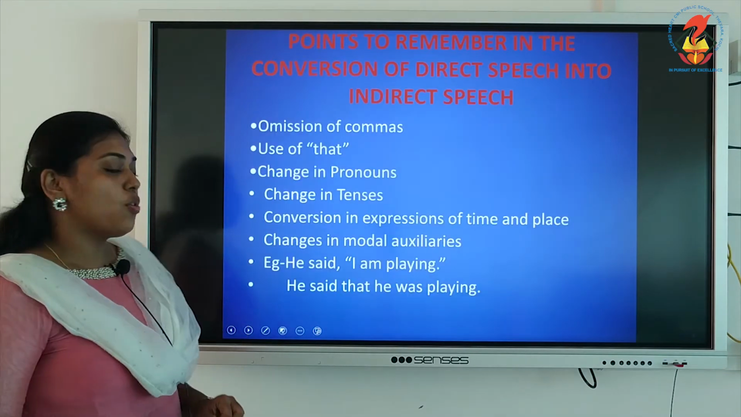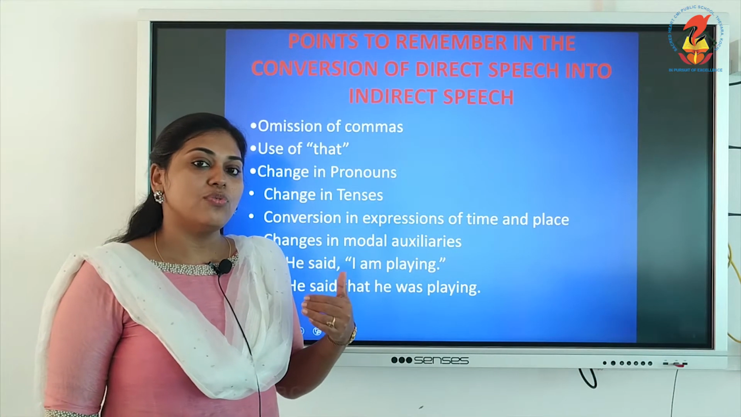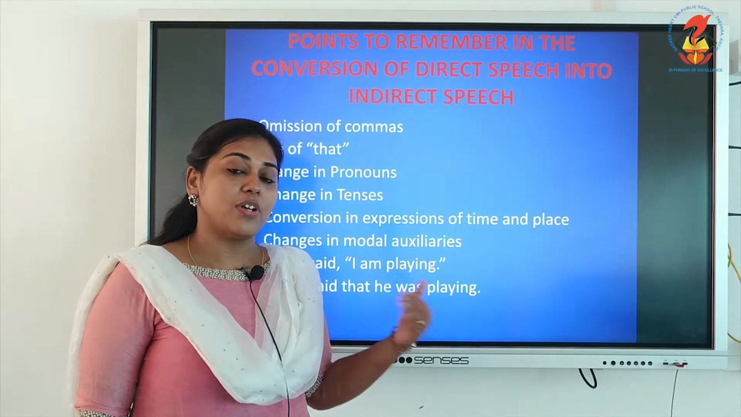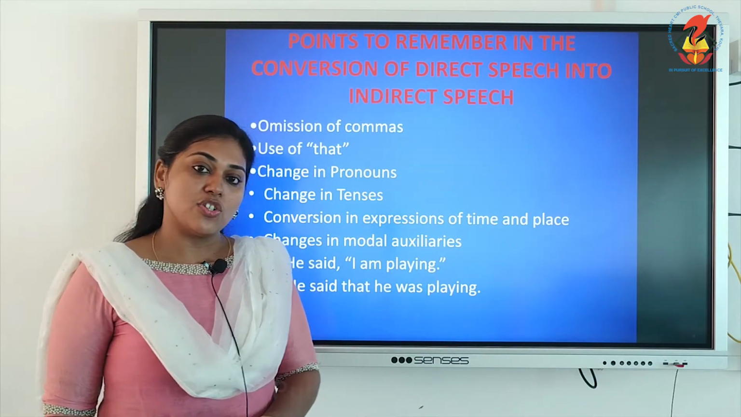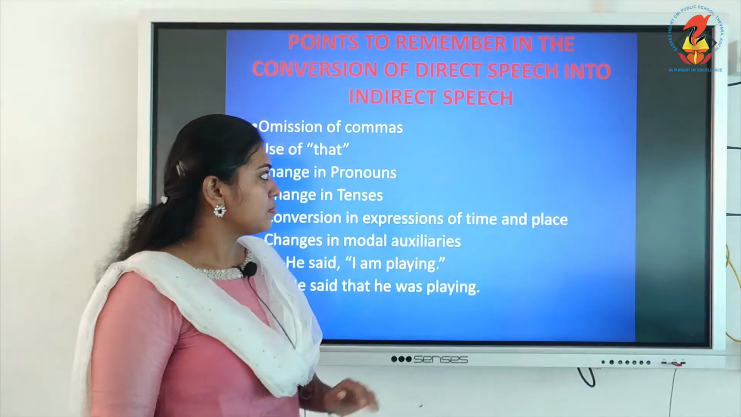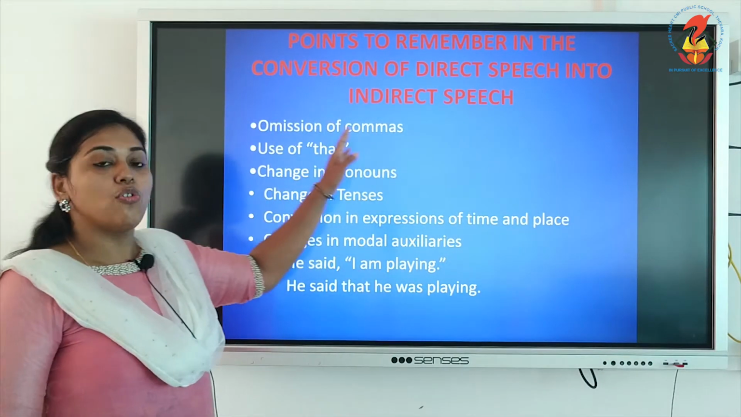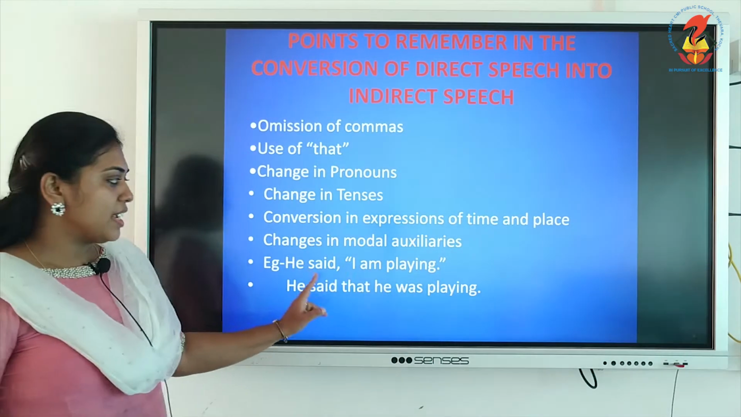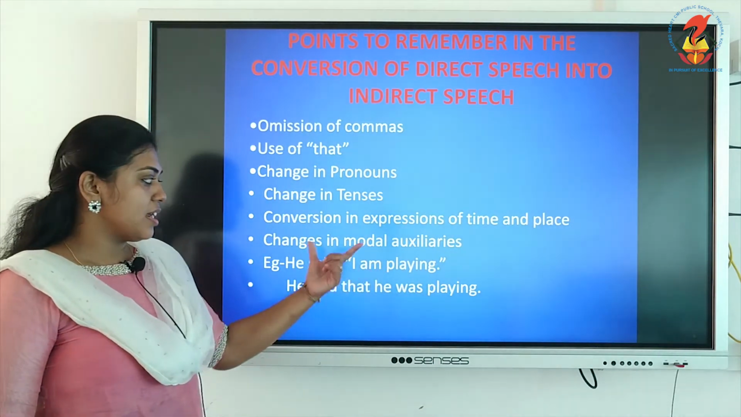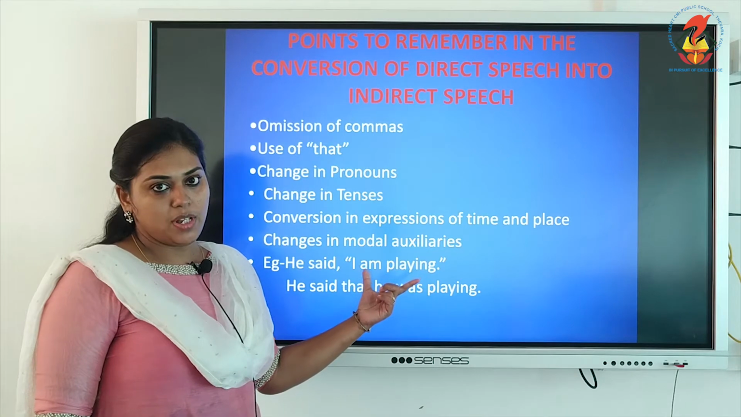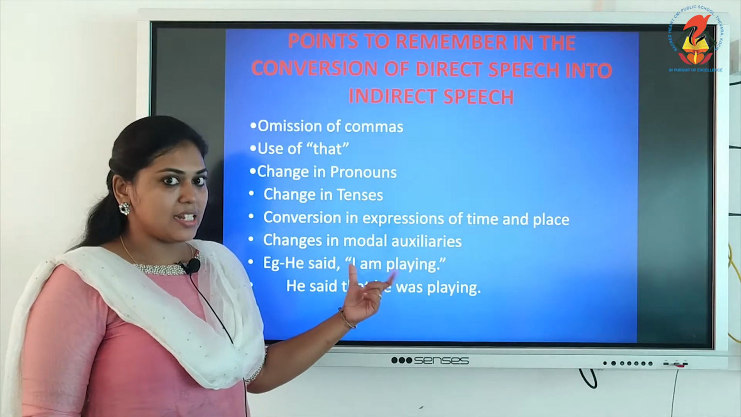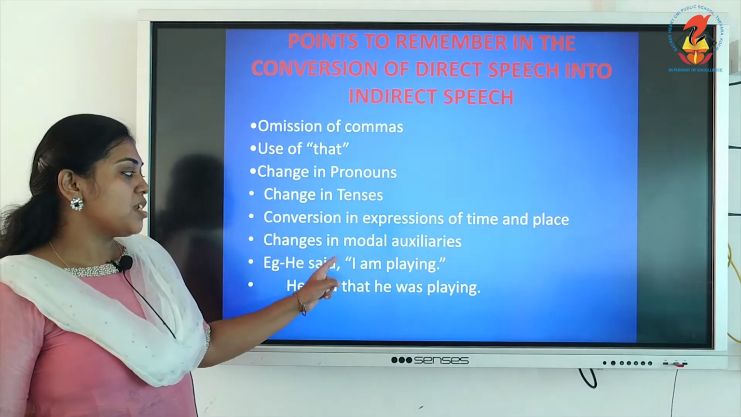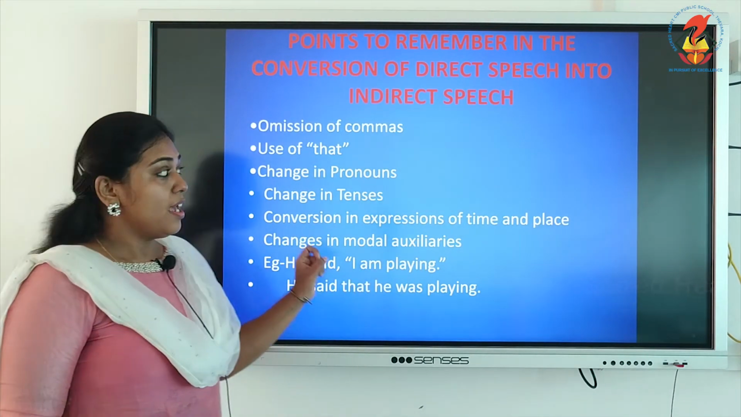Now let's see what are the things that we have to remember when we change from direct speech into indirect speech. First thing is omission of commas. See, in this dialogue, "He said, I am playing," it is written in inverted commas, which means it is written in direct speech. So when you change it into indirect speech, you have to omit all these commas.